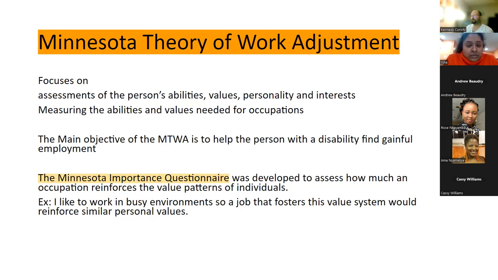So one of the tests that was used was the Minnesota Importance Questionnaire, to assess how much an occupation reinforces the value patterns of individuals. So, I like to work in a busy environment. A job that fosters this value system would reinforce similar personal values. I could use the example of a mechanic who is always surrounded by a busy environment. Basically, their personal values and abilities are why they would choose an environment like that, if that makes sense.